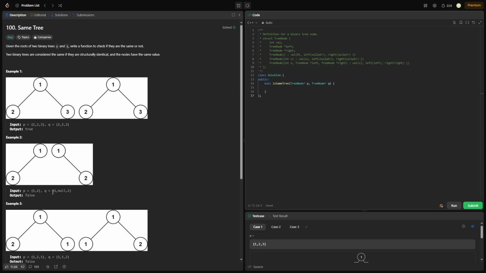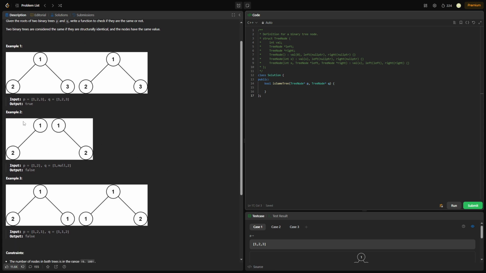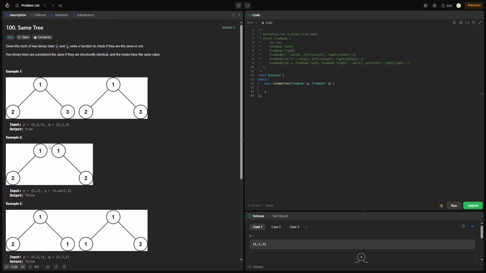Here, for example, they're not structurally identical, right? Because at this one, there's a left subtree but not a right subtree. And at this other binary tree, there's no left subtree, but there is a right subtree, right? So they're not structurally identical, so you return false because they're not the same tree.